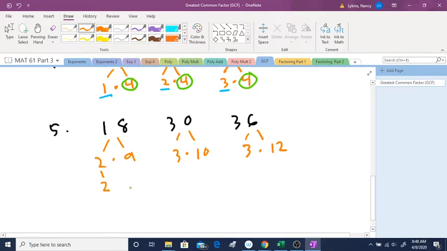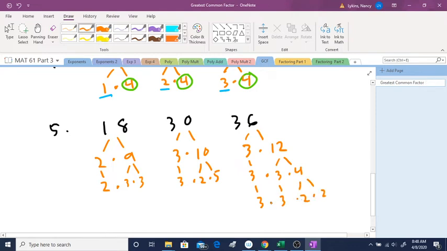Now, I can't do anything with the 2, but the 9 I can break down to 3 and 3. The 3 I bring down, the 10 can be 2 times 5. And finally, the 12 may go 3 and 4. Now notice something. It doesn't matter the order of 3 and 4. It can be 4 and 3. It doesn't really matter. Now, on all of these, except for the 36, I cannot break anything down. But on the 4 right here, I can break that down into 2 times 2.